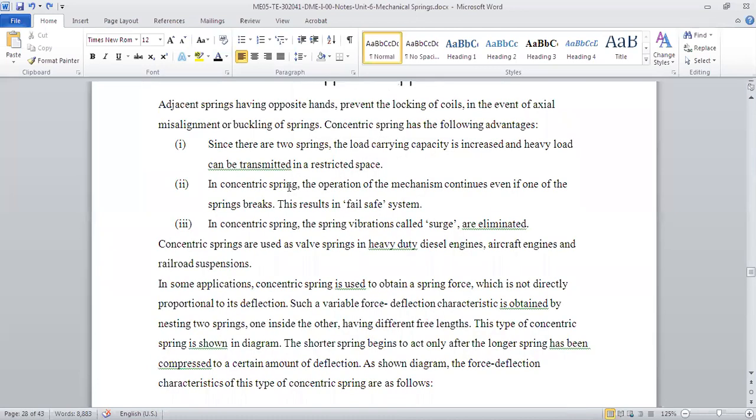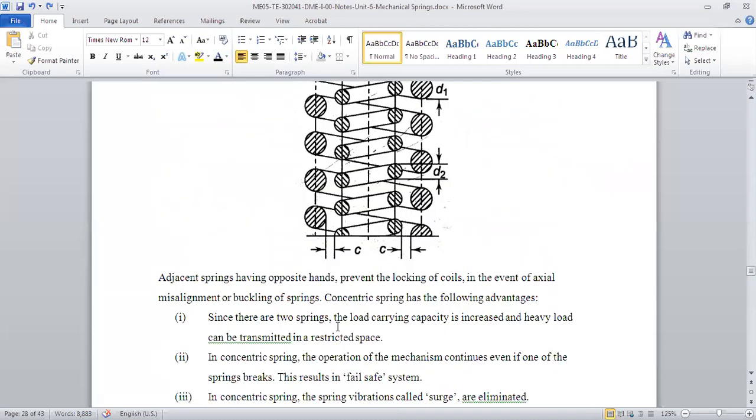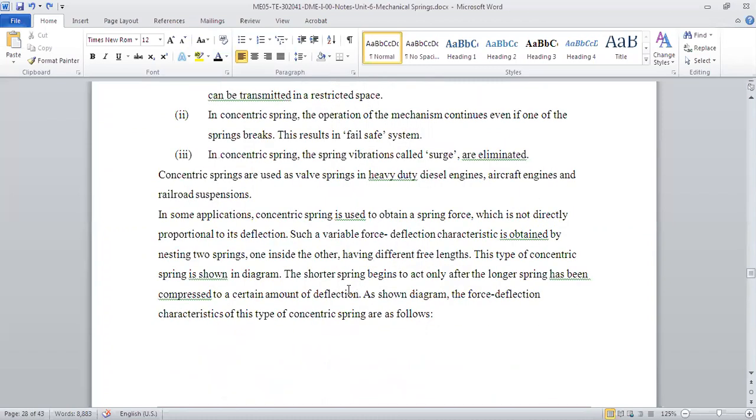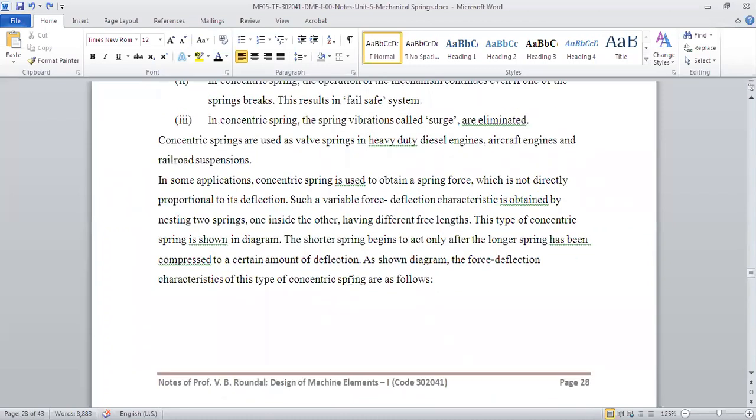Surge means a sudden increase in the vibration of the spring, so we'll talk about it. But these types of springs are used when we have very high load, like diesel engines, aircraft engines, railroads. If you see the railroad suspension below a goods wagon, there will be this type of springs, one inside the other. So it will have fail safe as well. It can take a much higher load, right?